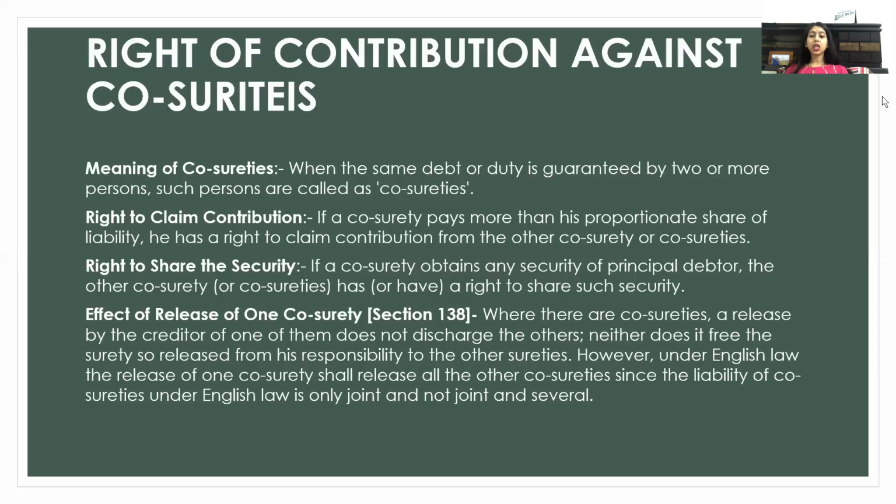However, under English law, there is a different criterion. The release of one co-surety shall release all the other co-sureties, since the liability of co-sureties under English law is only joint and not joint and several. But under Indian law, it is joint as well as several.